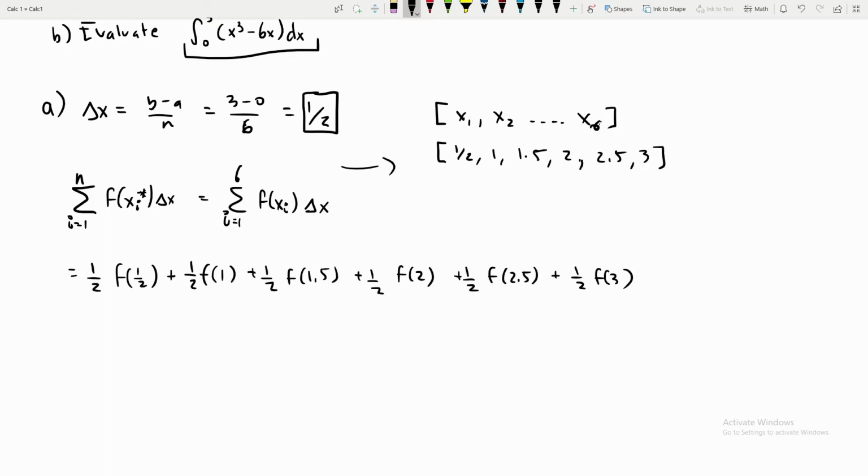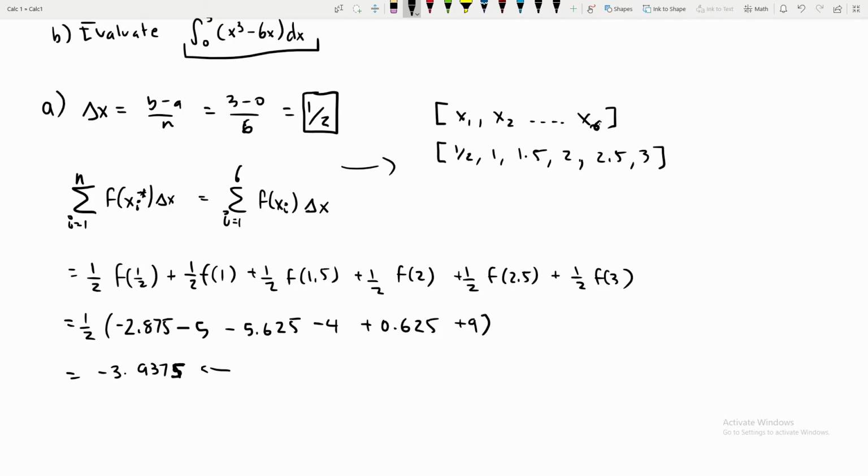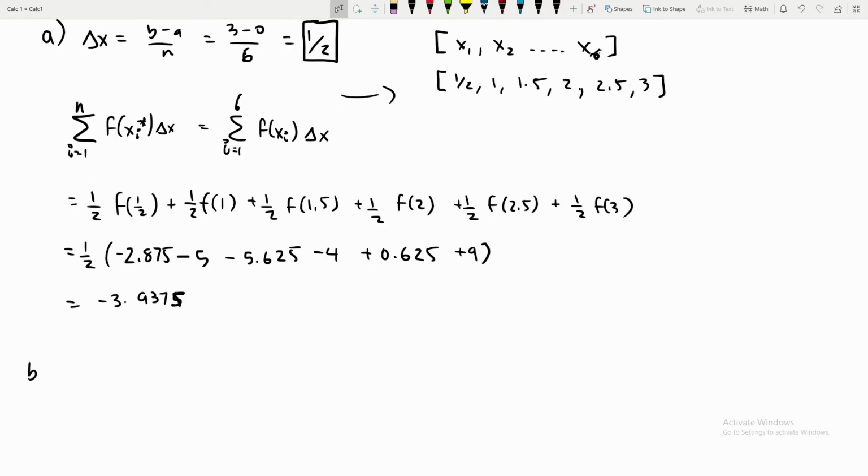So there we go. We have summed up the area of each of the rectangles within this interval right here. Now I'm going to go ahead and factor out a half and then evaluate each of these function notations. So there we go. We have found the area under this curve using 6 rectangles using the right endpoint. Now moving on to part B.